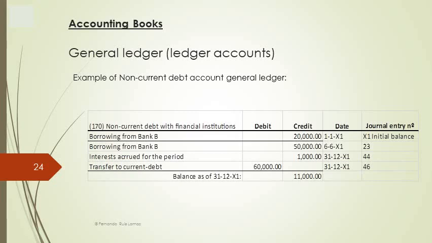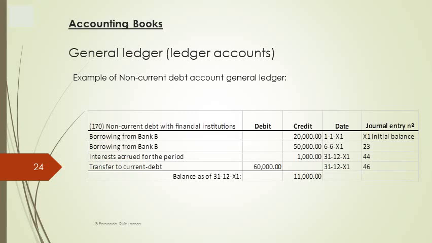From then on, as for the account non-current debt with financial institutions, at the 6th of June, year 1, in the journal, we wrote down a credit in this liability for 50,000 euro, and as a counterpart, suppose we debit cash. From the journal, we extract the movement reported in the ledger as an increase in the balance of the account non-current debt with financial institutions, as you can see in the second line. The number on the right is the number of the journal entry.